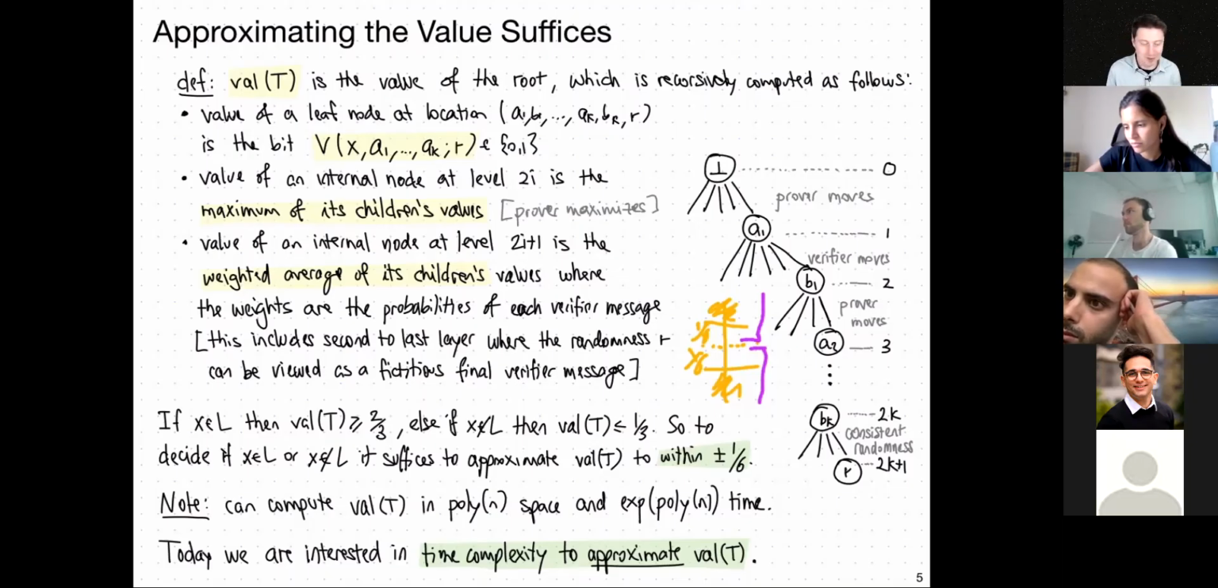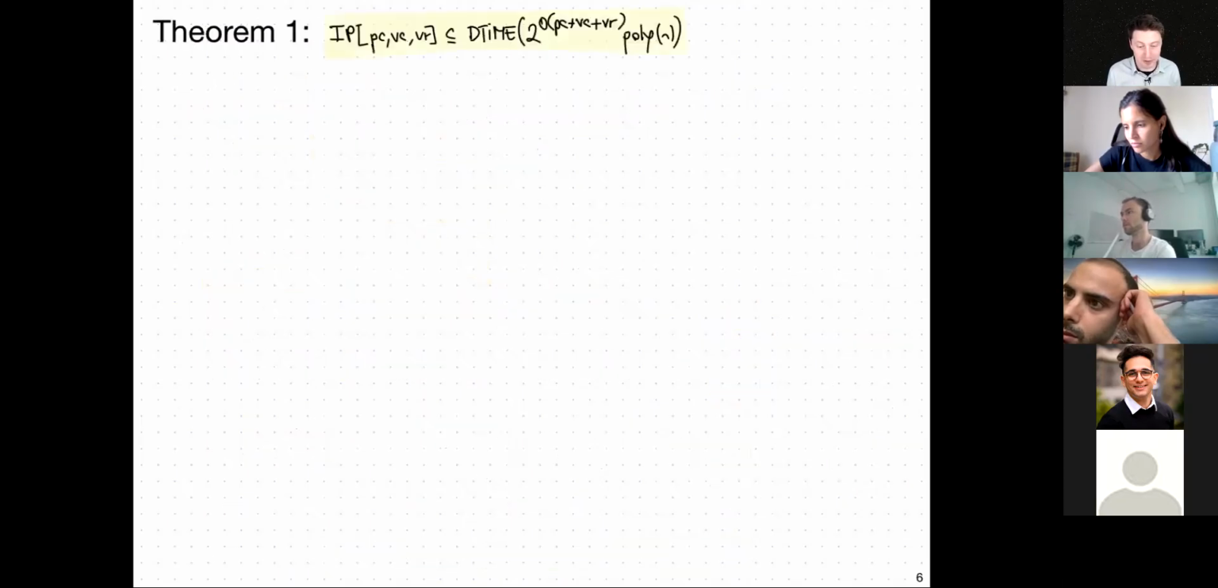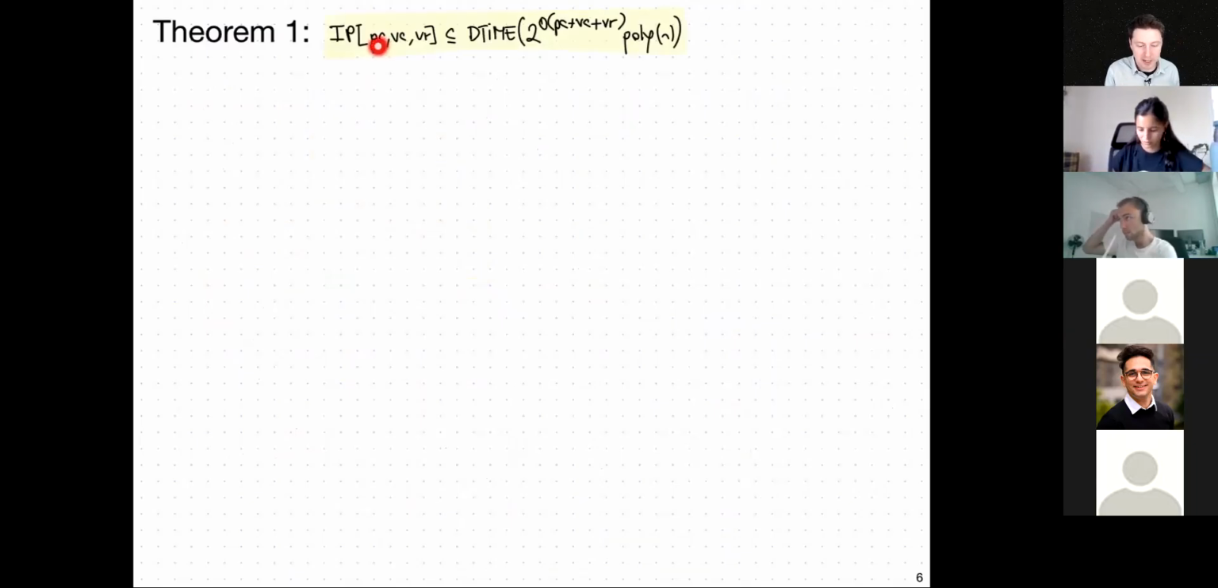let's continue. So now we're going to prove the first theorem. The first theorem, just a reminder, is primarily a warm-up. We're going to have parameters to upper bound the prover communication, the verifier communication, and the verifier randomness. And we'll say that any language decidable by an interactive proof with these parameters can also be decided by a deterministic algorithm that is exponential in those things, times some polynomial in the input.